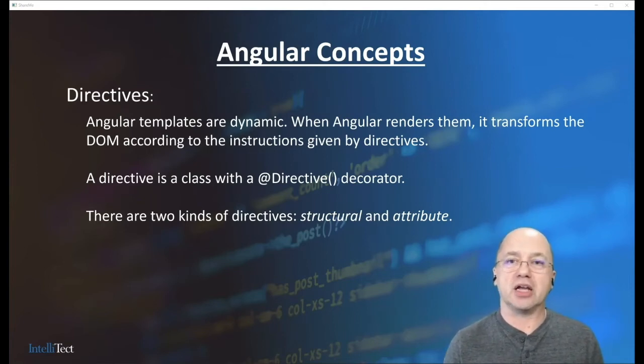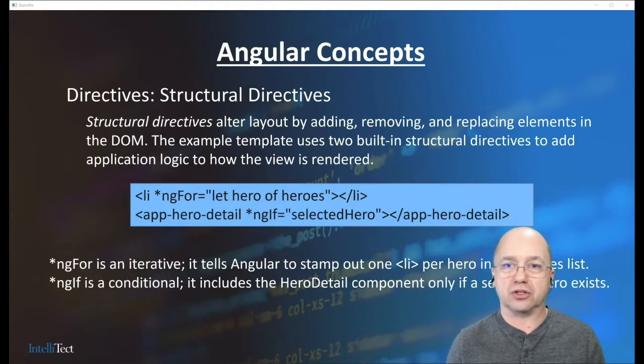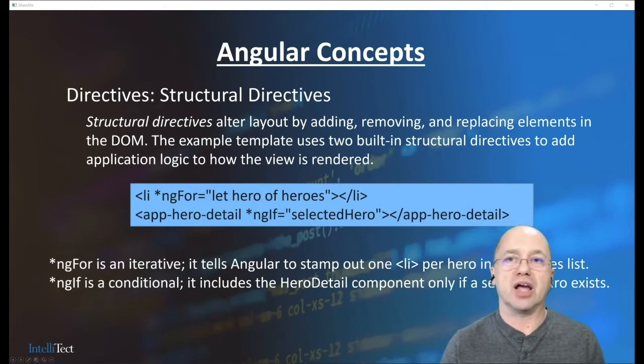And then in Angular, there are 2 types of directives. And these are mostly talking about types of directives that are included with Angular. So the first type of directive to understand is a structural directive. So structural directives are going to alter the layout of your page, your HTML, by adding or removing or replacing things in the DOM. So the example that I use here is using two built-in structural directives, and it's going to add logic to the view how it's rendered. So the first structural directive you see here is this asterisk ngFor, and that ngFor is basically going to loop through the elements that are in the heroes collection.